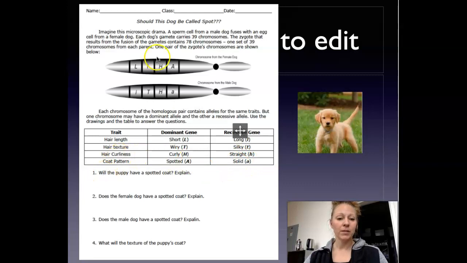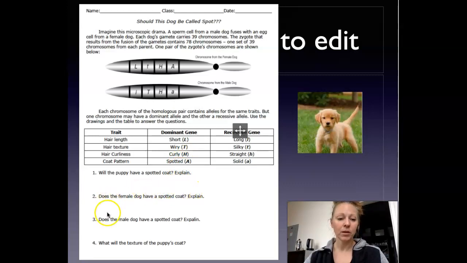So if these are his two chromosomes for all of these traits, will the puppy have a spotted coat? Should we call this dog Spot? For hair length, he has a capital L and a little l. Remember, if there's a dominant gene, that will be expressed. Oh, I'm sorry, I was looking at hair length. Coat pattern. He has a big A and a little a. Big A is spotted and little a is solid. Since he's got a dominant A, or dominant spotted allele, we can call him Spot.